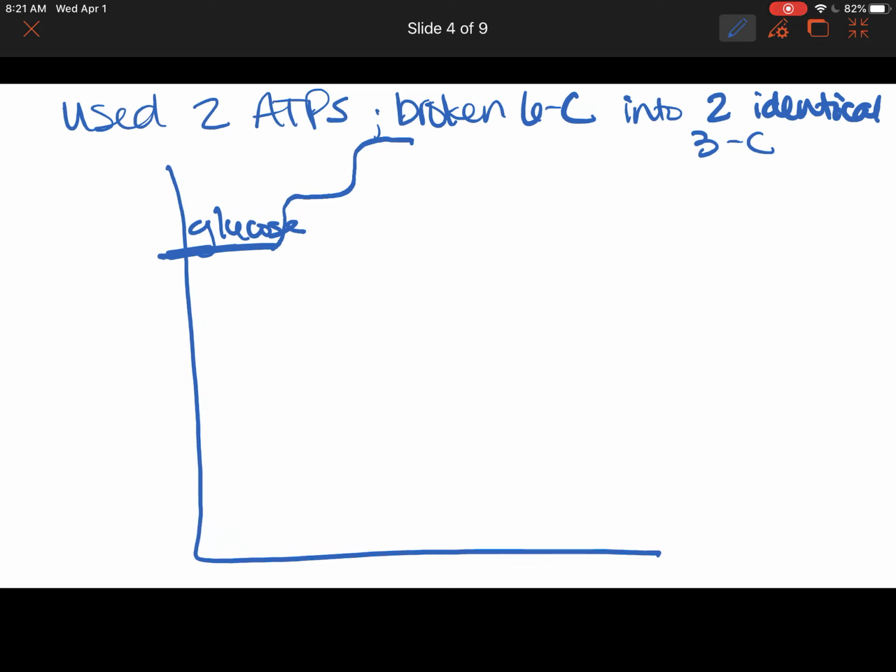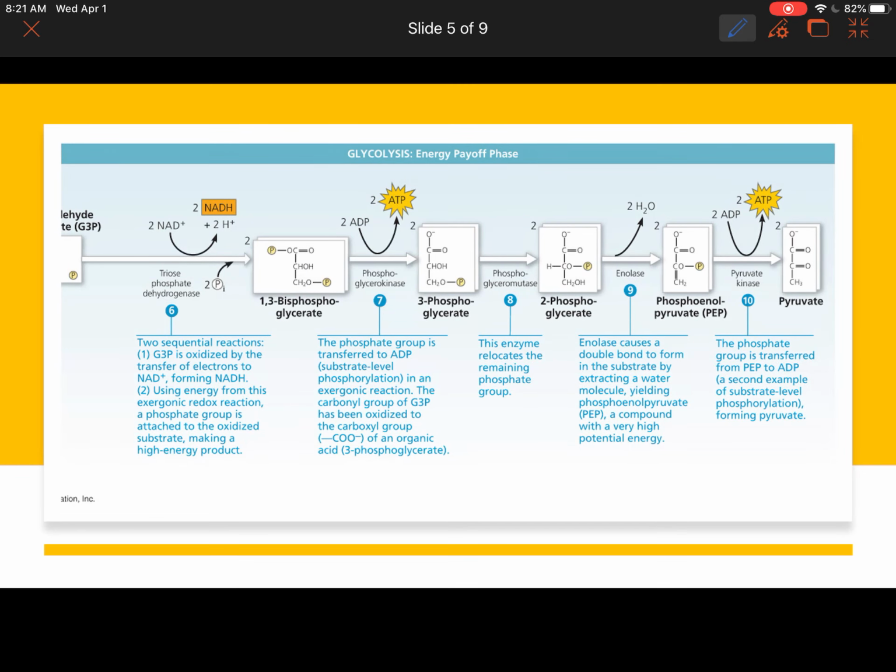The next 5 reactions, the energy payoff phase, is where we're going to start our downhill journey, okay? So let's look at that next. In our energy payoff phase, remember, we're starting off with 2 identical 3-carbon molecules. Each of these 3-carbon molecules goes through reactions 6 through 10 by themselves, okay? So when reaction 6 says we get 2 NADHs, we get 1 NADH per 3-carbon molecule for a net of 2, okay?